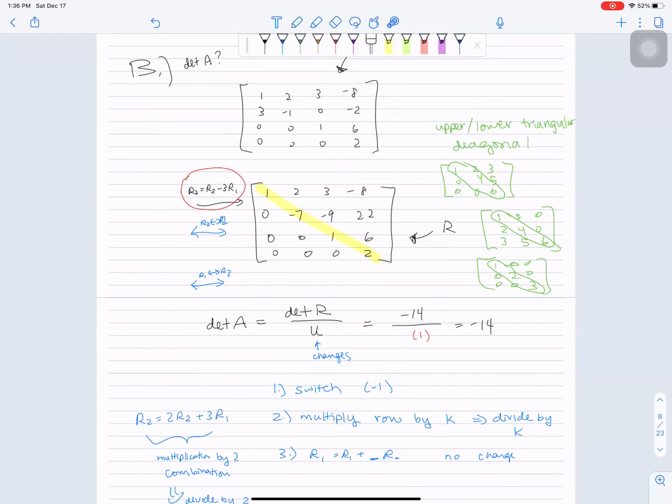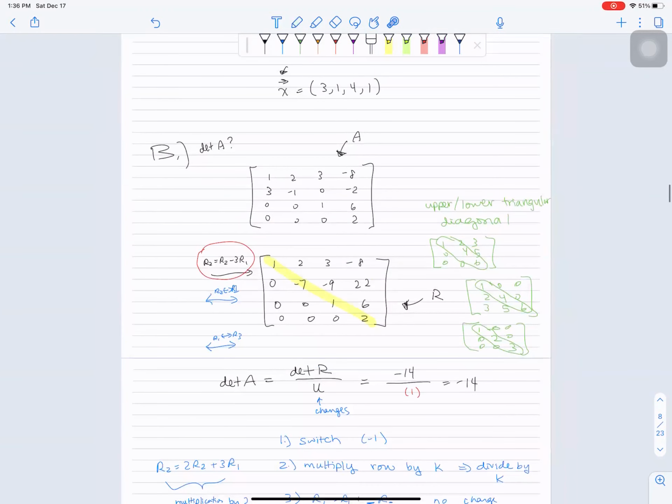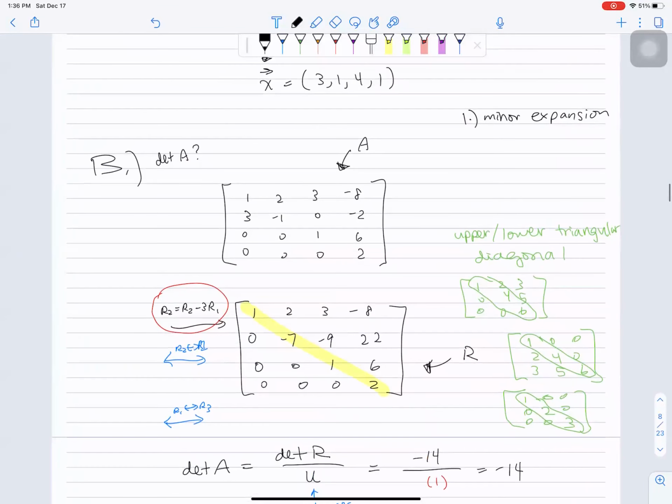Okay, and yes, there are also other ways. So question is, are there other ways to get the determinant here? This is our matrix A. You can also do minor expansion if you wanted to. And I think minor expansion is the only one that would make more sense. So minor expansion or row reducing.